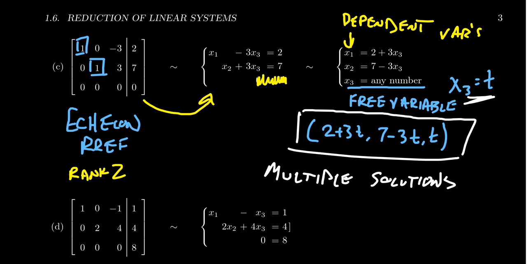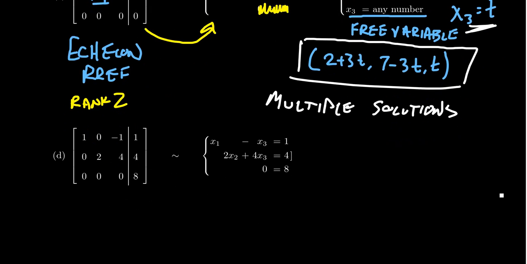If it's inconsistent, then you have no solutions because it doesn't have any. But if you have a consistent system and you end up with pivots missing, then it turns out that you'll have multiple solutions. Speaking of inconsistent, let's take a look at one more example here.